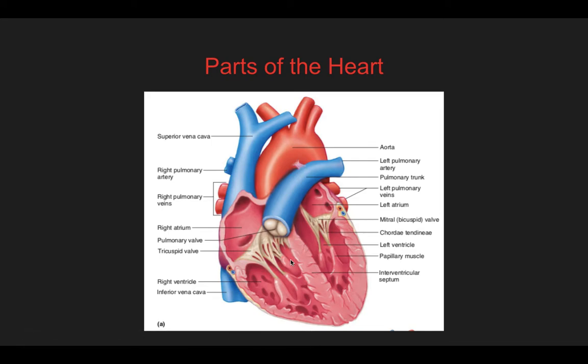Then we have what's called the mitral valve. That's this guy right here. You'll also hear bicuspid. So we have tricuspid, tri meaning 3, bicuspid, bi meaning 2. So we have the mitral or bicuspid valve. This is going to control blood flow from the left atrium to the left ventricle. So the left atrium to the left ventricle. This is going to be what controls the blood flow here.